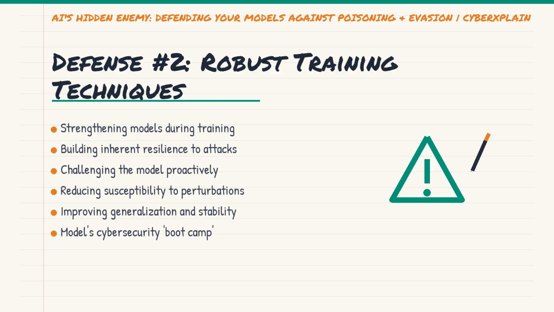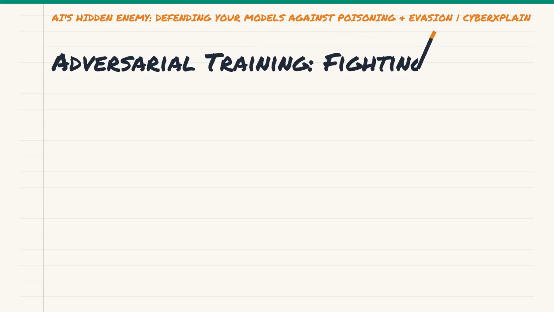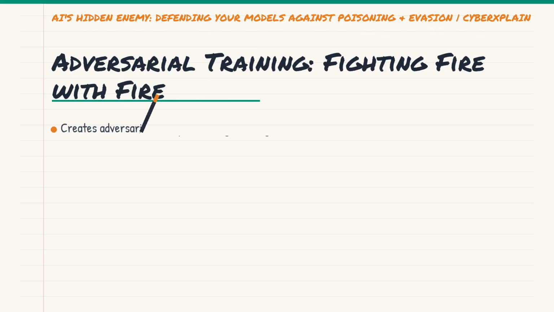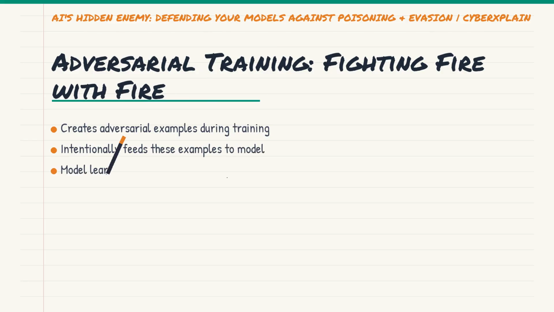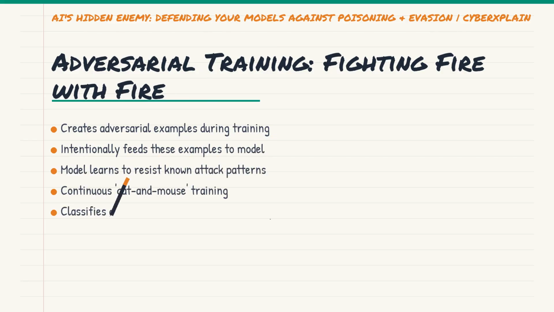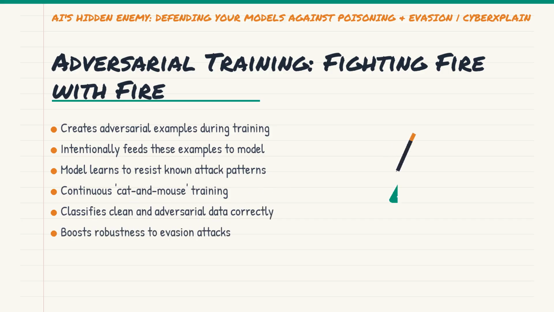We want to build a model that doesn't crumble at the slightest trick, one that has learned to generalize better and be less brittle. It's like sending your model to a cybersecurity boot camp. One of the most effective robust training techniques is called adversarial training. Here's the cool part. We intentionally create adversarial examples during the training process and feed them back to the model.